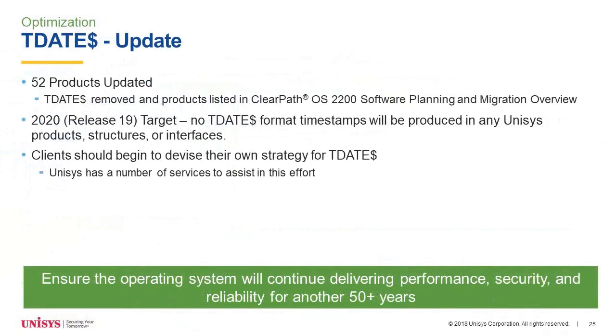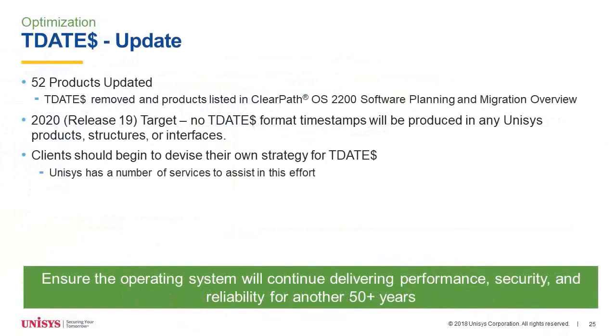Release 18 continues our multi-release effort to evolve how OS 2200 handles time. We have spread out the effort over multiple releases in an effort to minimize the impact to our clients. This release saw 52 products provide T-Date dollar updates, and a full list is available in the Release 18.0 Software Planning and Migration Overview documentation.